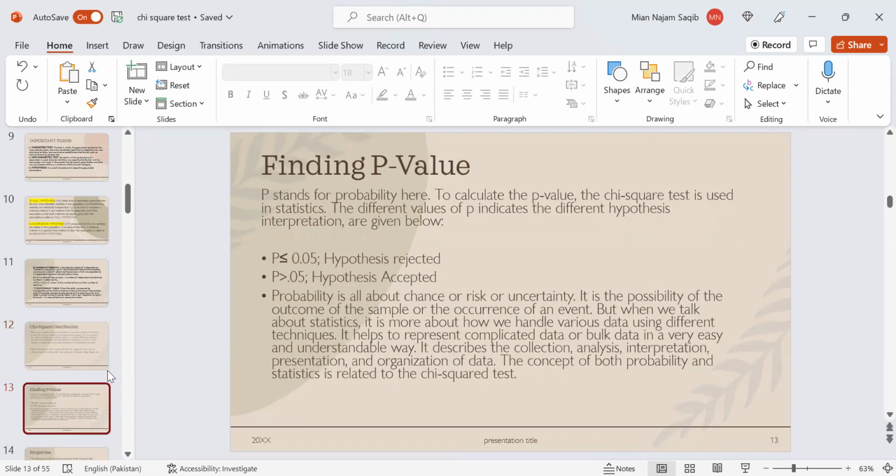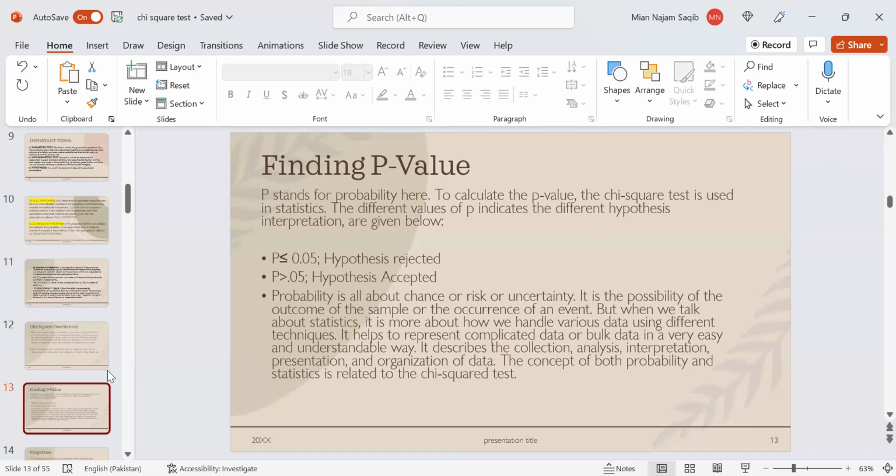Now finding the P-value. P basically stands for probability here. To calculate the P-value, the chi-square test is used in statistics. The different values of P are going to indicate the different hypotheses and their interpretation. If the value is less than 0.05, the hypothesis is rejected. If it is greater than 0.05, the hypothesis is accepted.